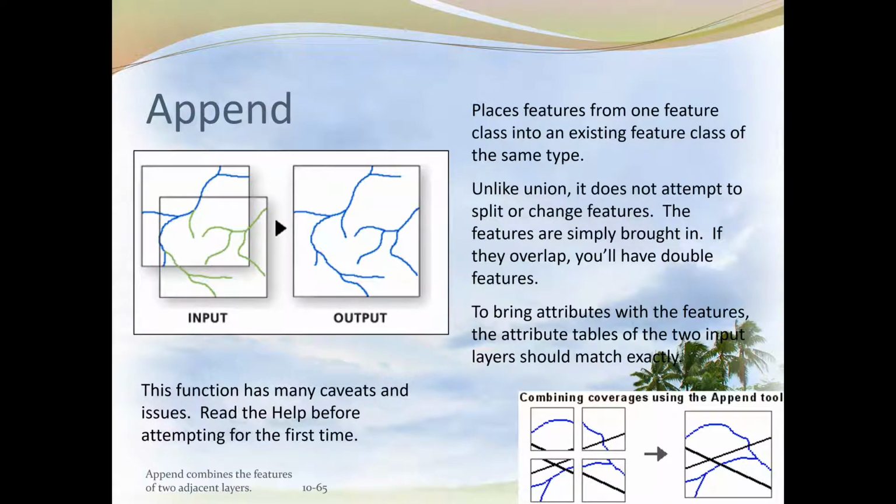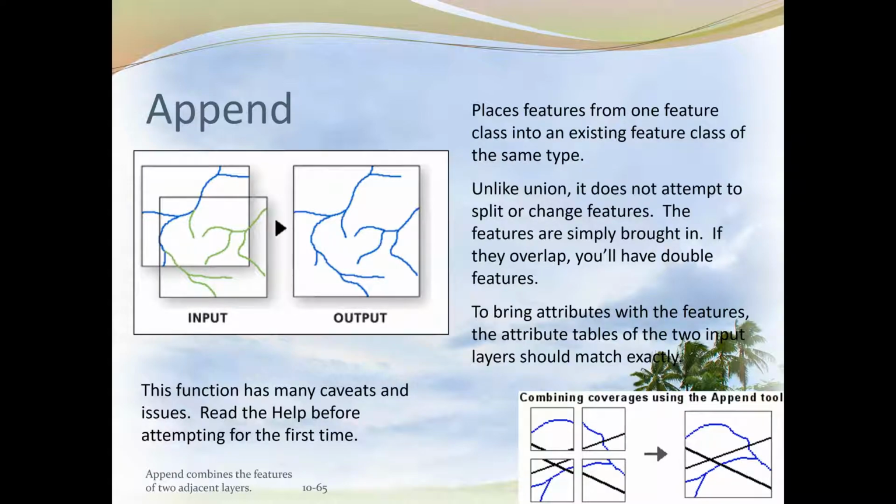So our next tool is append. The append function is used to combine the features of two or more layers and place them into an existing target feature class. The appended layer must have the same feature type as the target, both polygons, both lines, or both points. The two layers must also share the same coordinate system. Overlapping of layers is permitted.